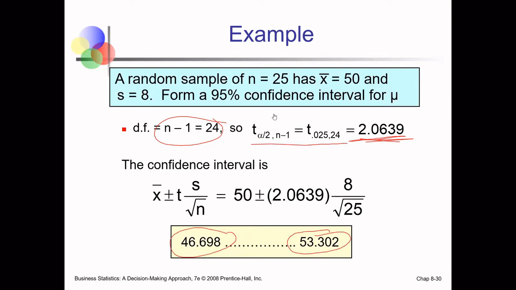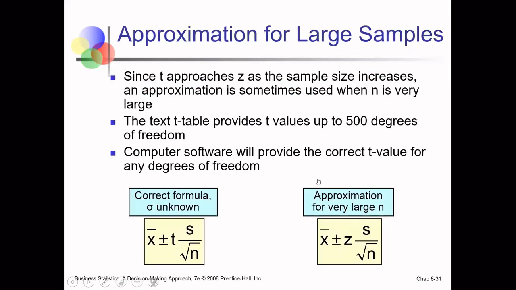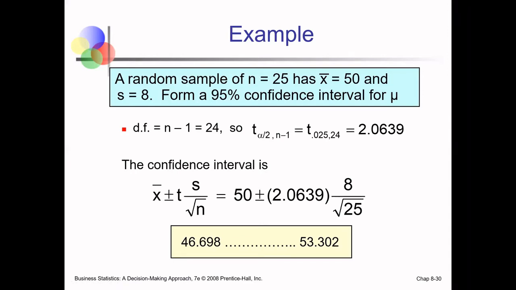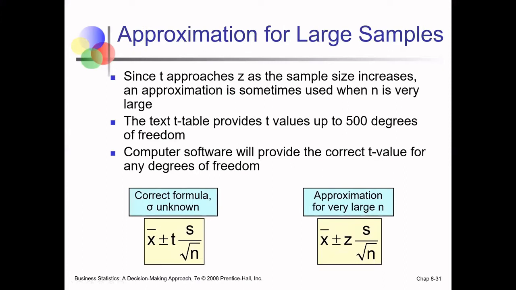The next step is you can interpret it the same as the previous interpretations. With 95% confidence, the value lies between 46.692 and 53.302. So this is the main crux, the main formulas I have taught you for the confidence interval for the population mean.